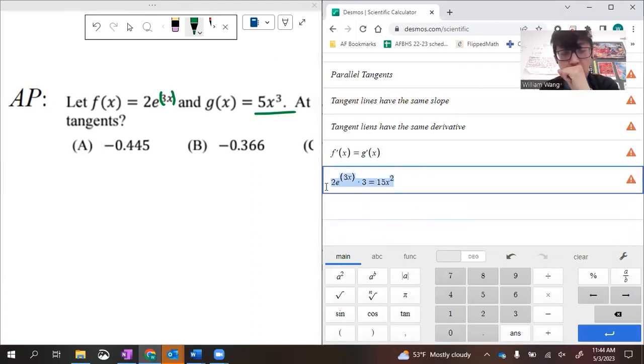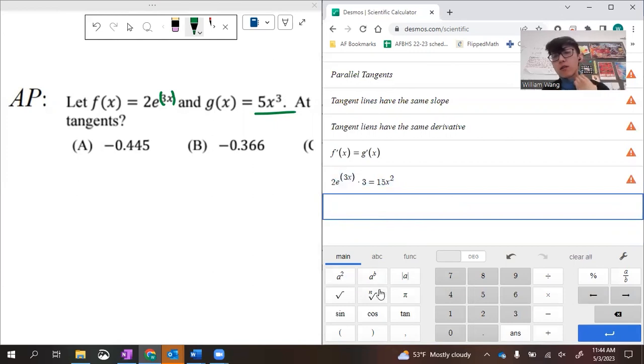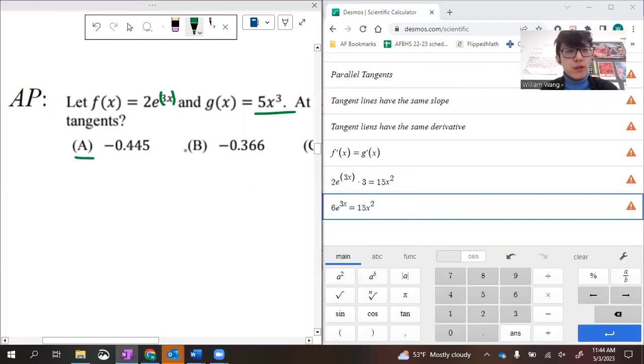Cool. So I have my actual equation now. Let's just simplify it. Well, this turns into 6e to the 3x is equal to 15x squared. And you might be like, how the heck do I solve this? I can't factor it or anything because there's this e to the 3x. Well, if you look at my answer choices, this is clearly a calculator problem because we'll never be able to solve decimals by hand. So it's a calculator problem.